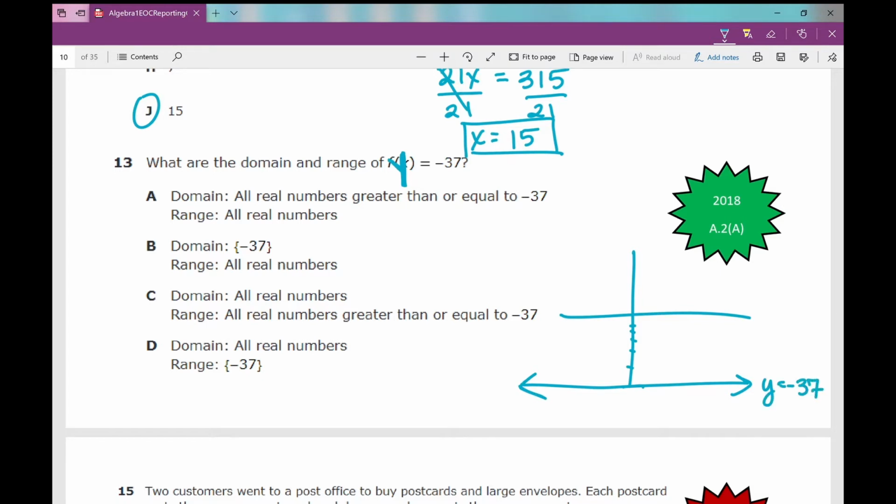If you do zoom fit, it'll fit it on there. You can always look at your table of values if you're wondering, where's my equation? Or where's my graph? I can't see it. So what's my domain in this case?